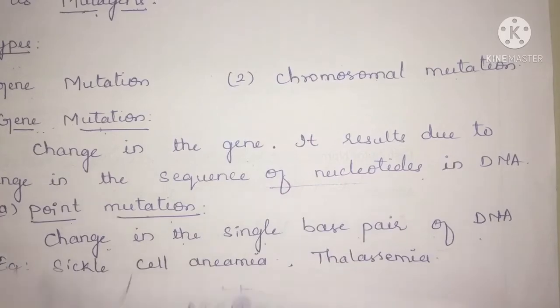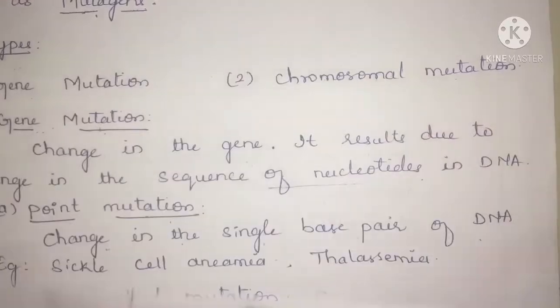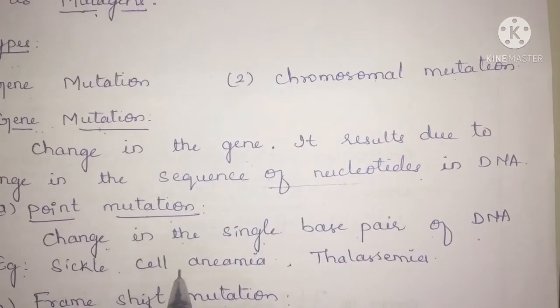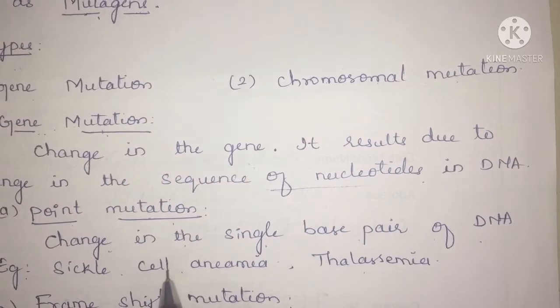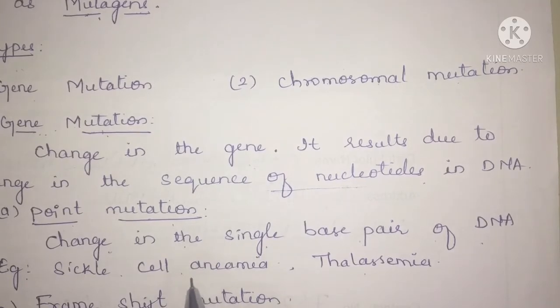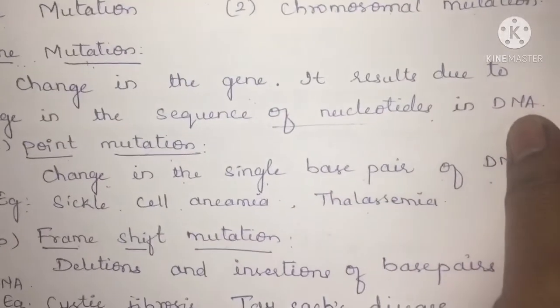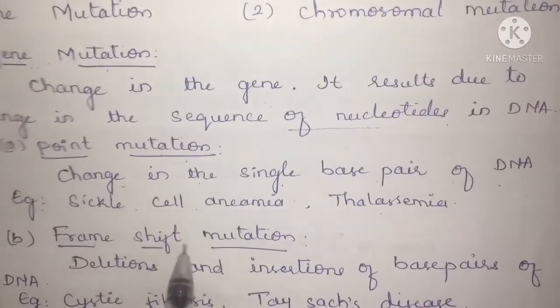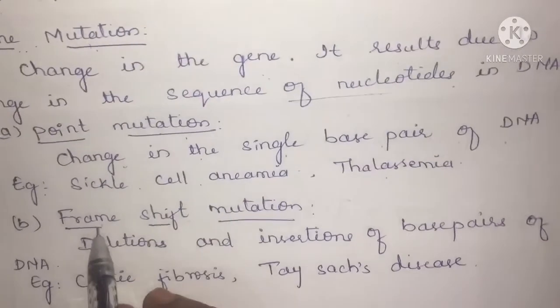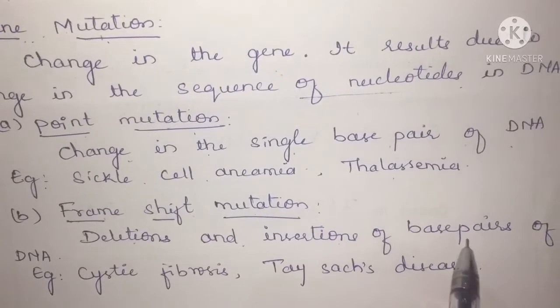Think about whether the example I gave here comes under point mutation, and let me know. The examples are sickle cell anemia and thalassemia. Both are genetic disorders caused due to mutation. Because there is a change of only one base pair, it is called point mutation. If there are changes in many base pairs, we call it frame shift mutation. In frame shift mutation, there are deletions and insertions of base pairs.